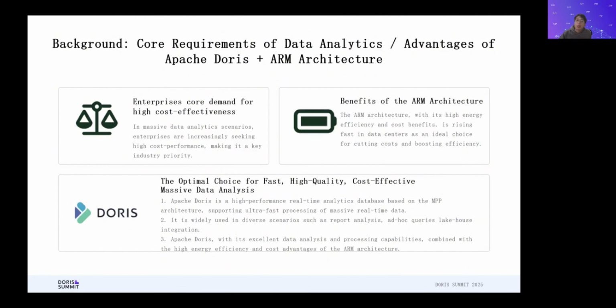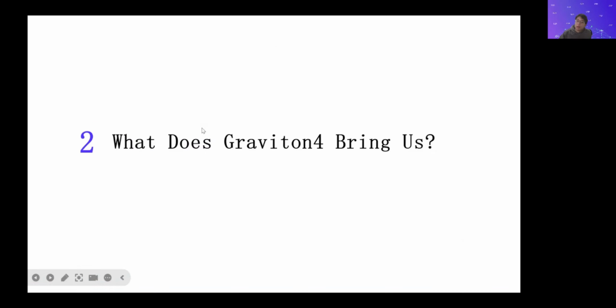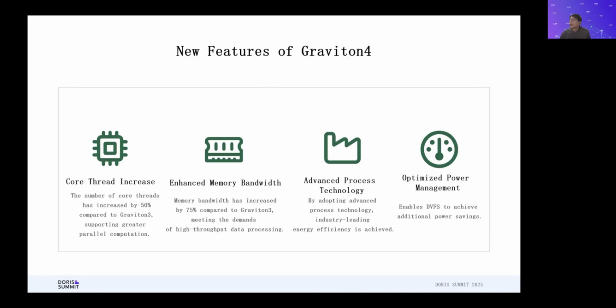Next, let's focus on AWS Graviton 4. What does Graviton 4 bring us? What new features does it bring to the table? There are four key aspects. First, the number of cores has increased by 50% compared to Graviton 3. More cores means it can support greater parallel computation, which is critical for handling large-scale data processing tasks effectively.